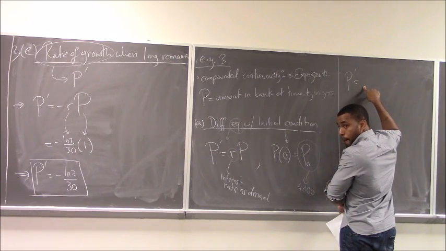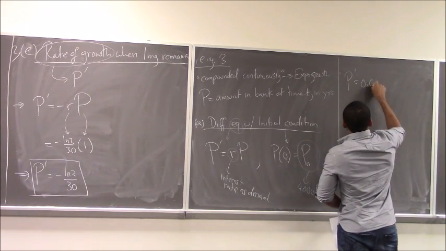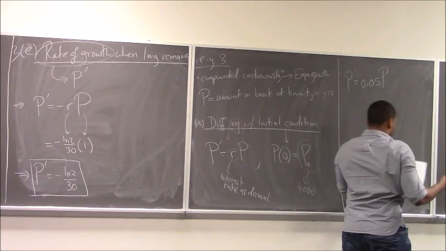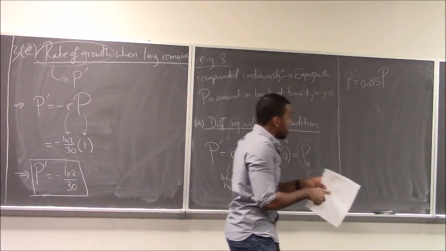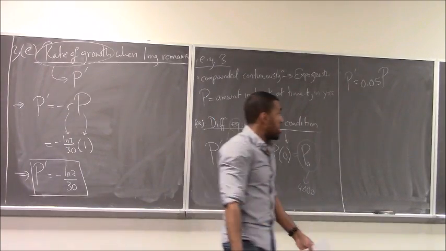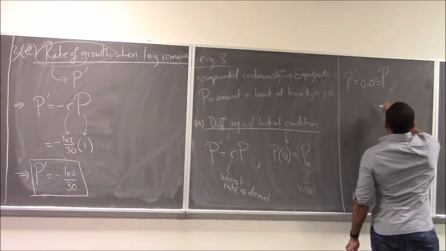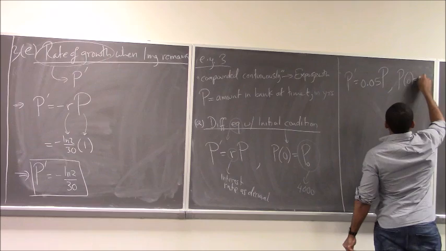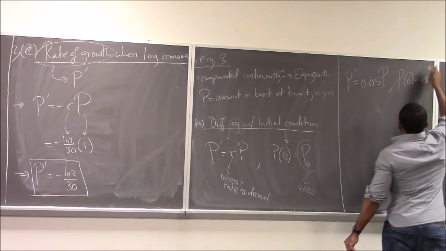R would be what? 0.05, because it's a 5% interest rate. You just write 5% as a decimal. Remember, percent means divide by 100. So you take 5 divided by 100, you get 0.05. And the initial condition is this.